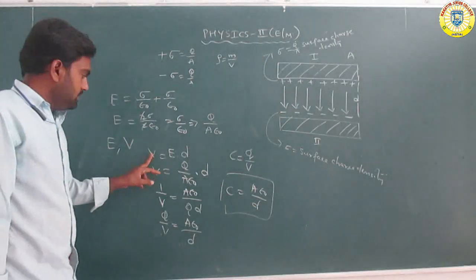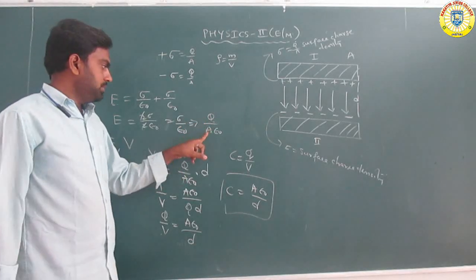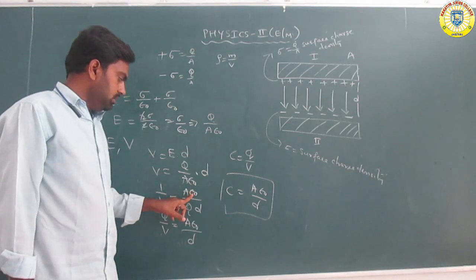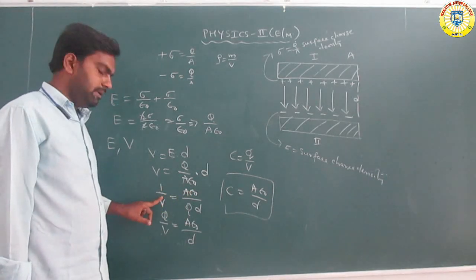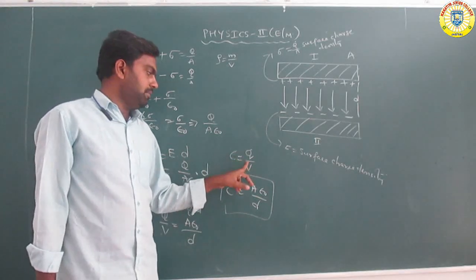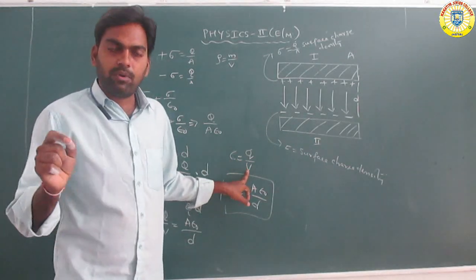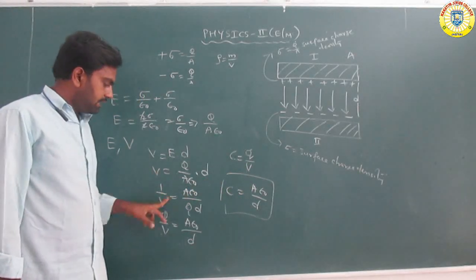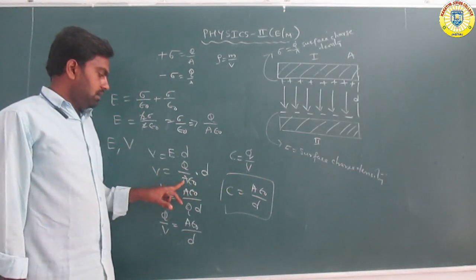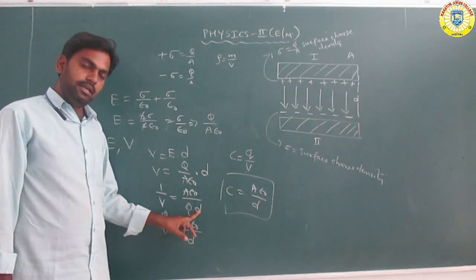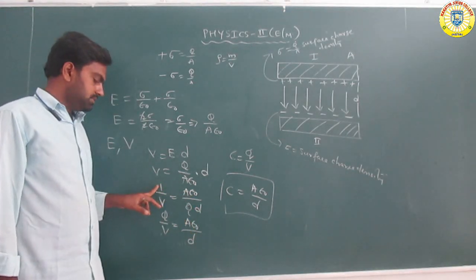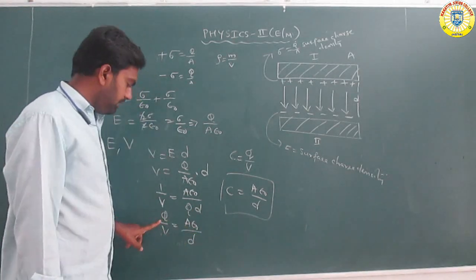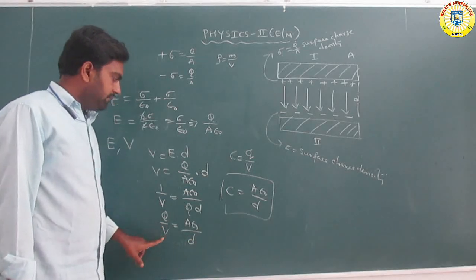Okay, got it? So V is equal to E into D, and E is Q by A epsilon, so V is equal to Q by A epsilon into D. Taking the reverse, 1 by V is A epsilon by Q into D, because capacitance C is equal to Q by V. Taking Q outside, Q by V is equal to A epsilon by D. Q by V means C.